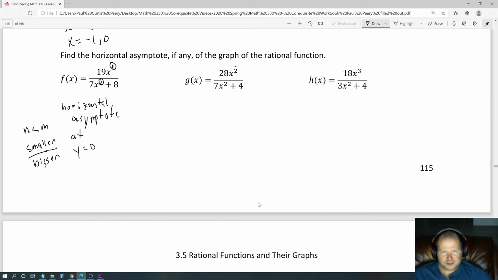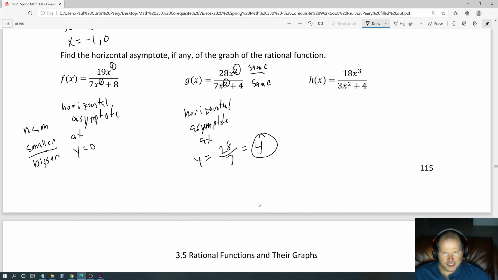Let's try the next one. We have a 2 on top, and we have a 2 on the bottom. So they're the same, right? So what we do in this case is we have a horizontal asymptote at y is equal to 28 over 7. Then we simplify that. 28 divided by 7 is 4. So it's going to be at y equals 4. That's when they're the same, same on top, same on the bottom. And again, we're talking about the exponents. You're always comparing the exponents.